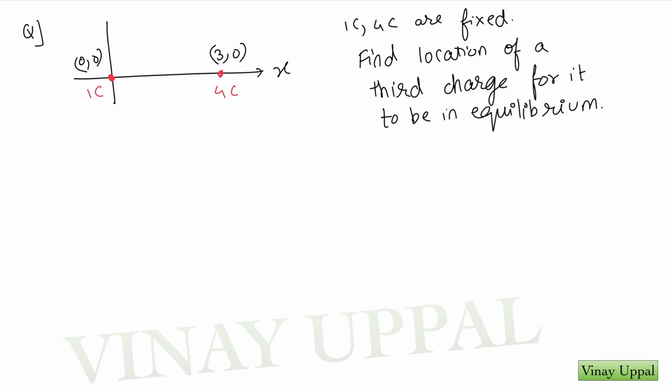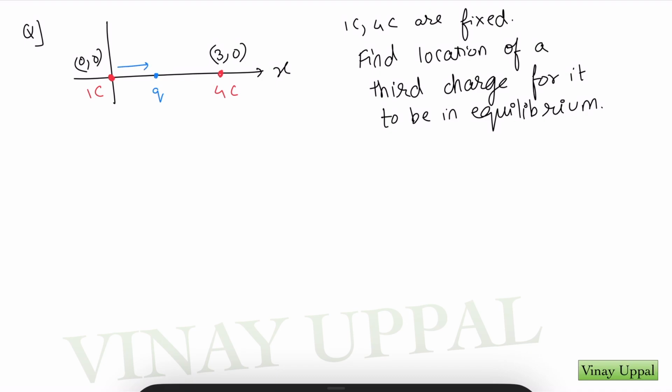So I need to find where I should place the third charge so that the net force on that charge is 0. One thing that you have to realize is that the third charge is going to be between 1 coulomb and 4 coulomb. It cannot be to the left of 1 coulomb, because if the third charge is positive, both 1 and 4 will repel it. If the third charge is negative, both 1 and 4 will attract it. Similarly, same reasoning applies if the charge is on the right hand side of 4 coulomb. And therefore the third charge has to be between 1 coulomb and 4 coulomb.